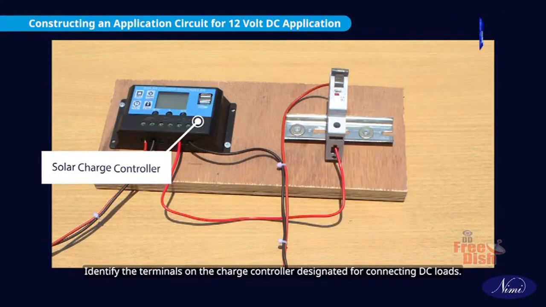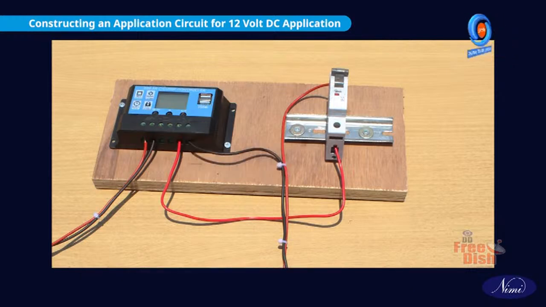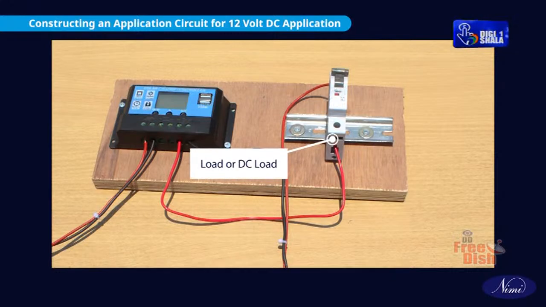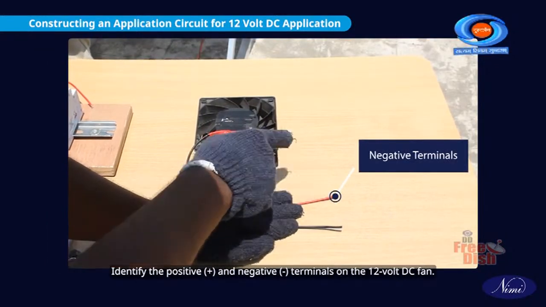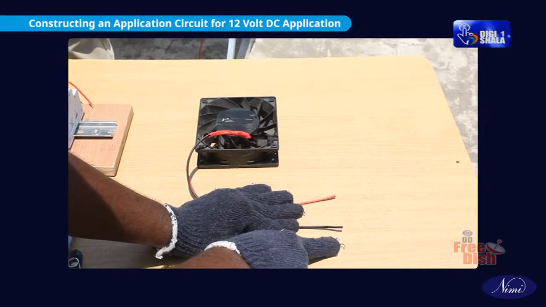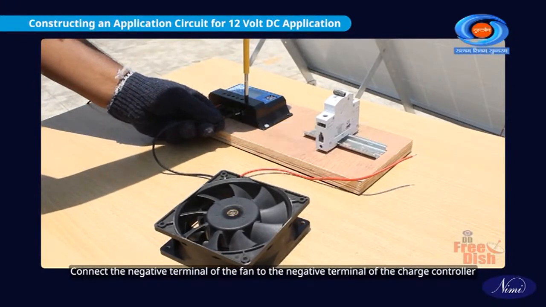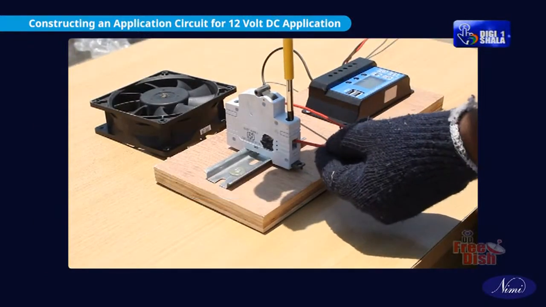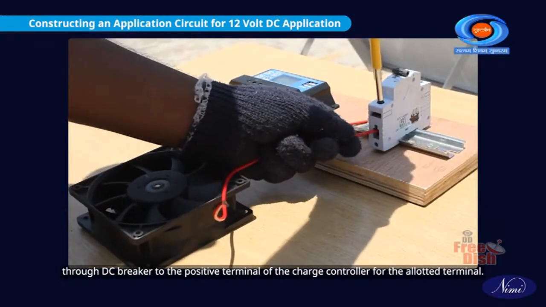Identify the terminals on the charge controller designated for connecting DC loads. These terminals are typically labeled load or DC load. Identify the positive and negative terminals on the 12-volt DC fan. Connect the negative terminal of the fan to the negative terminal of the charge controller. Then connect the positive terminal of the fan through the DC breaker to the positive terminal of the charge controller for the allotted terminal.